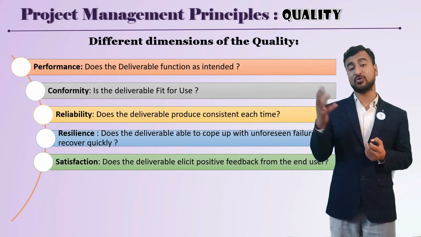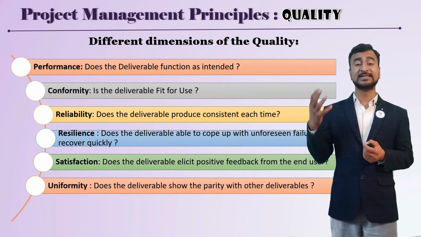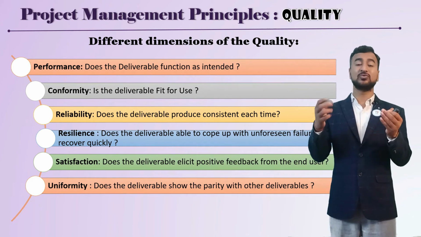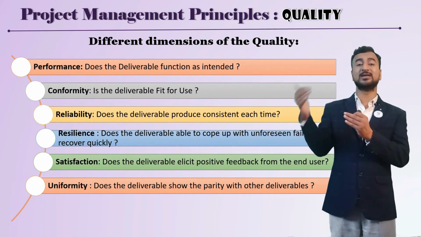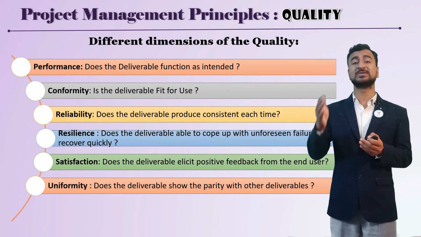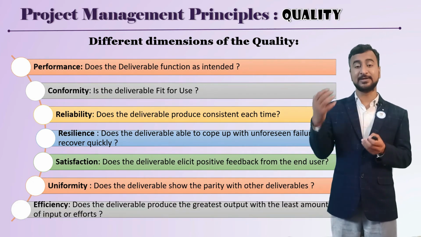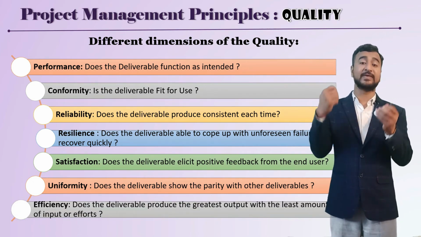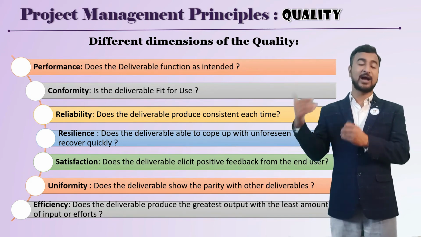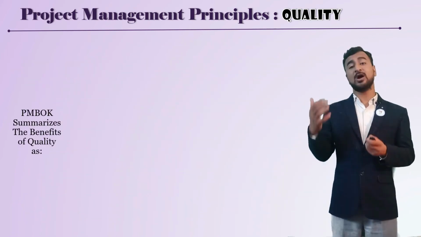Satisfaction is that your end client or customer is satisfied with your product or end result. Uniformity: do the deliverables show parity with other deliverables? If one product comes up with one size and shape and another product comes up with a different size and shape, that's not uniformity. Every time you should produce the same product with the same quality, consistently. Efficiency: with the least effort, you can create a great output. With the minimum input, how much maximum output you can get is related to the efficiency of the project.